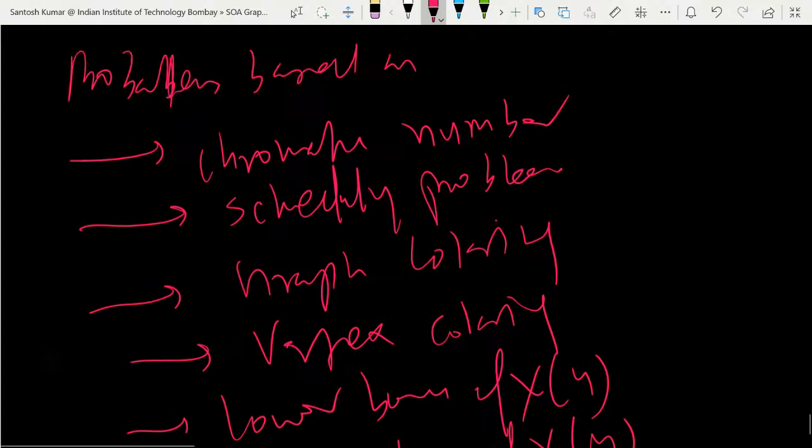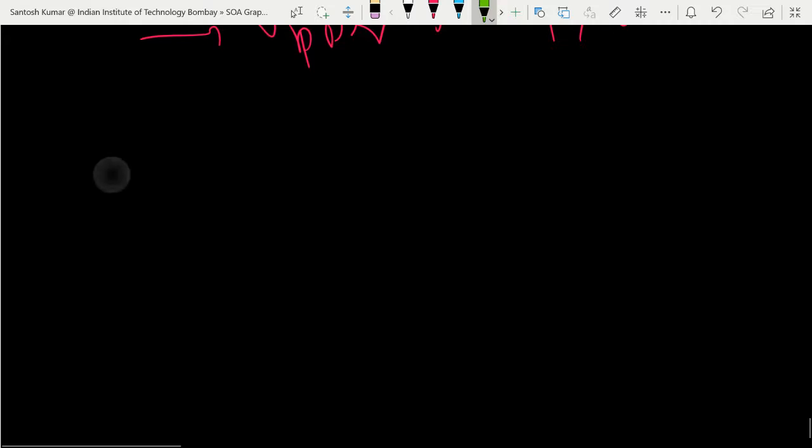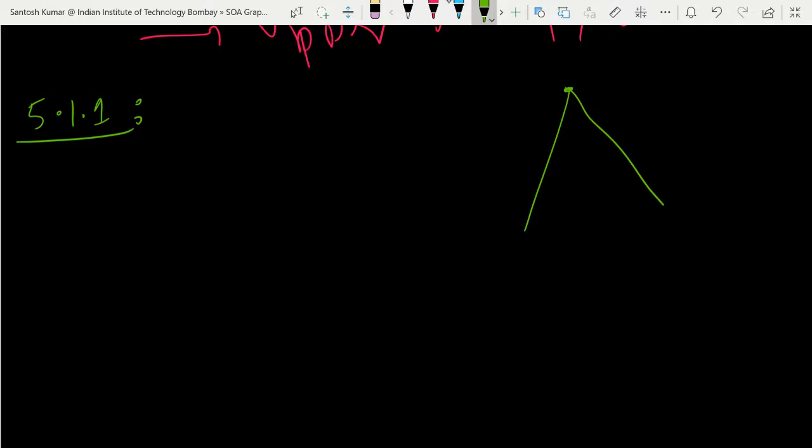We have discussed a lot of problems with the theories, but let me write a few questions from the exercise. So this is 5.1.1, the first question of the exercise. The question is there is a graph, so you all please try first. You have pen and paper, you try it and then we discuss.